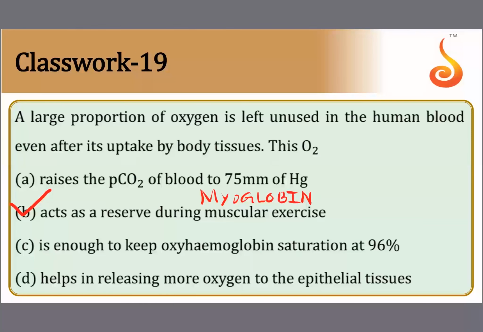So that unused oxygen that your tissues did not use is stored up in this myoglobin so that it can act as a reserve during muscular exercise. So please remember, not all oxygen gets delivered, but especially in your muscles, some amount of oxygen can be transferred onto myoglobin and it can be stored in your muscle without it getting used up by your muscle, so that in case you are involved in some activity in the future, it can act as a reserve during exercise. So the correct answer is it acts as a reserve during muscular exercise.